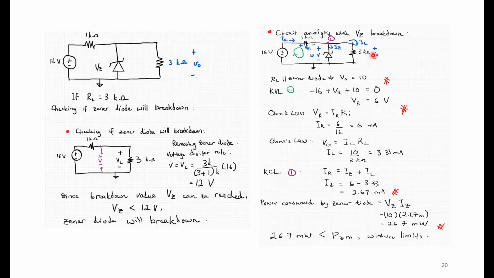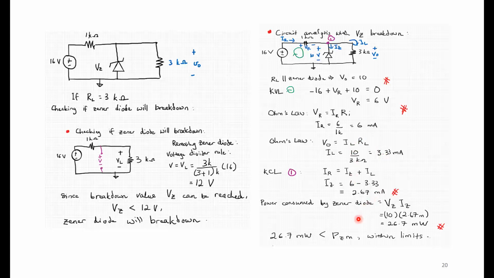It is the same case with this 3 kilo ohm. I know the voltage across it because it's in parallel with the Zener diode, and it's 10 volts. I know that the value of this resistance is 3 kilo ohm because it's given in the question. So IL for the load resistance is 10 divided by 3 kilo ohm, which is around 3.33 milliamps. Now I do a KCL here. Why am I doing KCL here? Because I know IR and I know IL, and I want to find out IZ. So IZ is equal to IR minus IL, which is 6, which we found earlier, minus 3.3, which is equal to 2.67 milliamp.